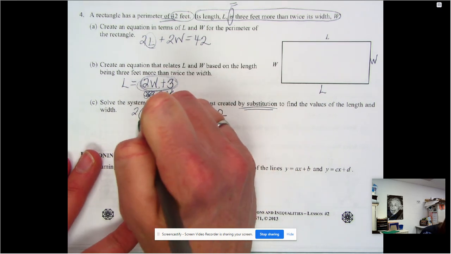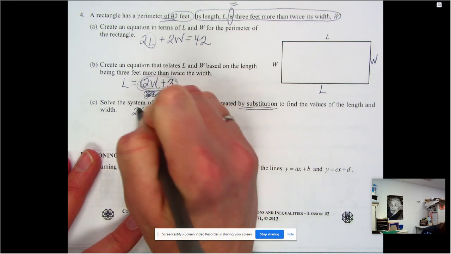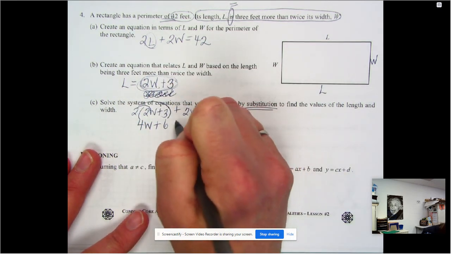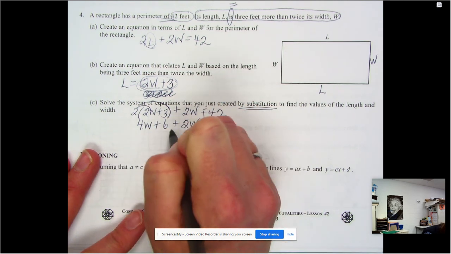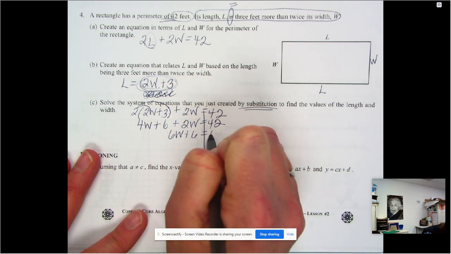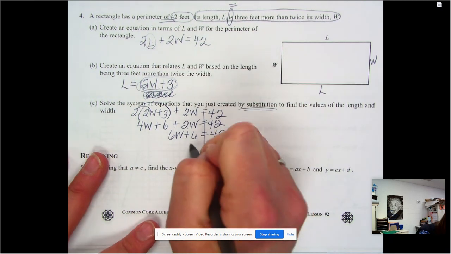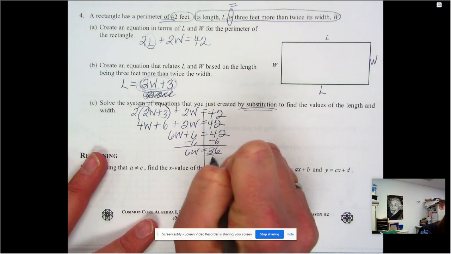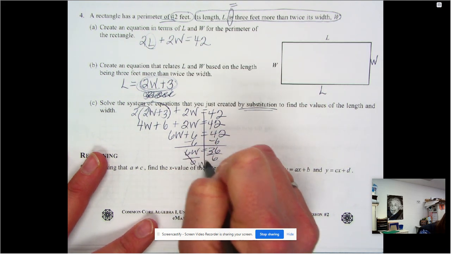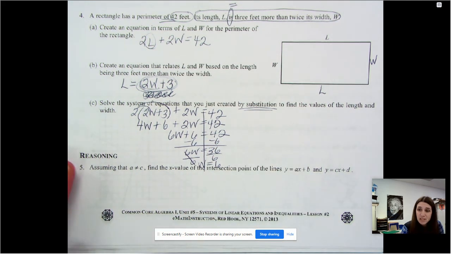Okay, so distributing, we should have 4W plus 6, 2 times 2W, 2 times 3, plus the 2W comes down, equals 42. Combining like terms, we get 6W plus 6 equals 42. Now that it's nice and neat and clean, we can move our 6 over. We have 6W equaling 36, dividing both sides by 6. We get W equals 6, so I have a width of 6.